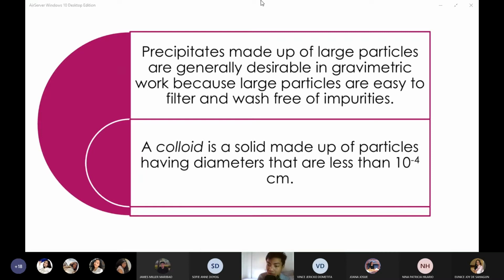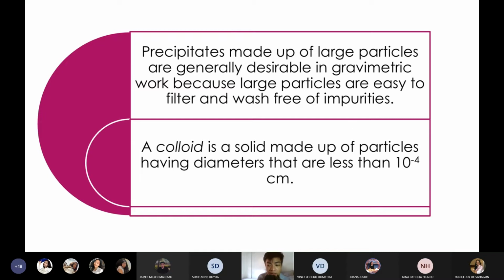Kasi kapag maliit yung particles mo, tatagos lang yan. Okay? So kailangan kapag precipitates, malalaki yung particles mo. Okay? So as in pwede mo siya hawakan talaga, no? So yan, para madali mo siya ma-filter. Masi-separate mo siya from the solution.